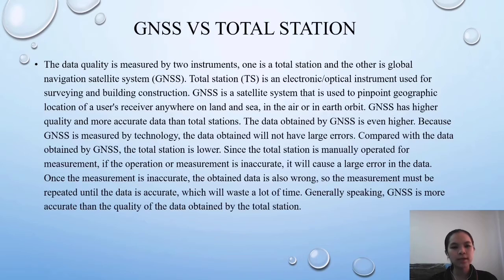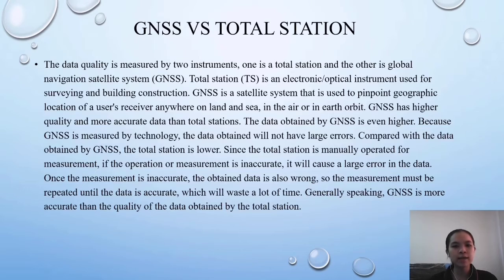Today, I will present the data qualities between GNSS and total station. The data qualities are measured by two instruments. One is a total station and the other is the global navigation satellite system. Total station is an electronic and optical instrument used for surveying and building construction. GNSS is a satellite system that is used to pinpoint the geographic location of a user's receiver anywhere on land and seas, in the air or in Earth orbit.